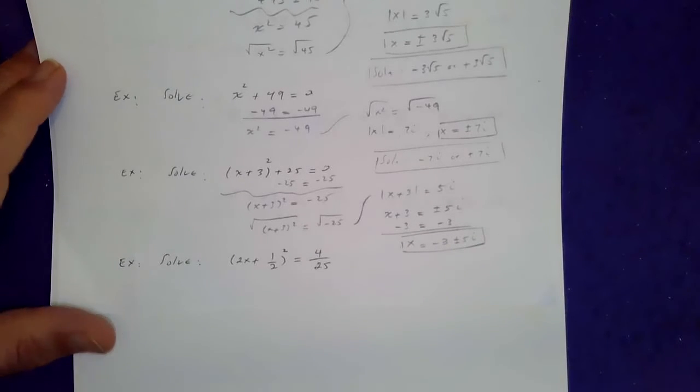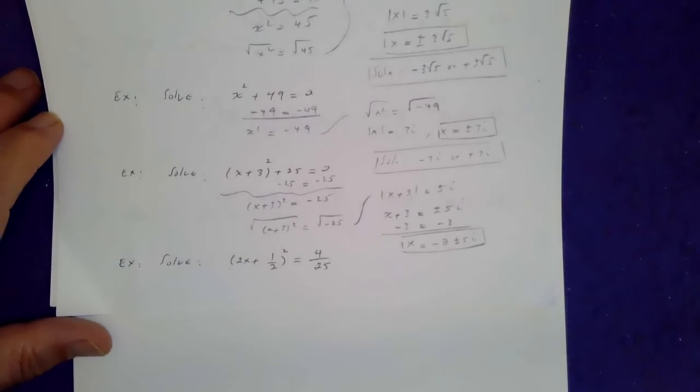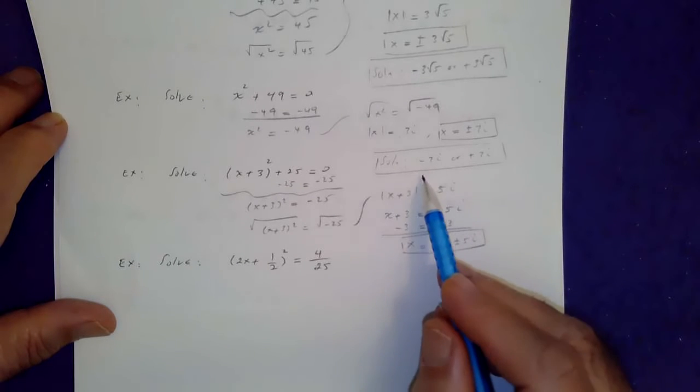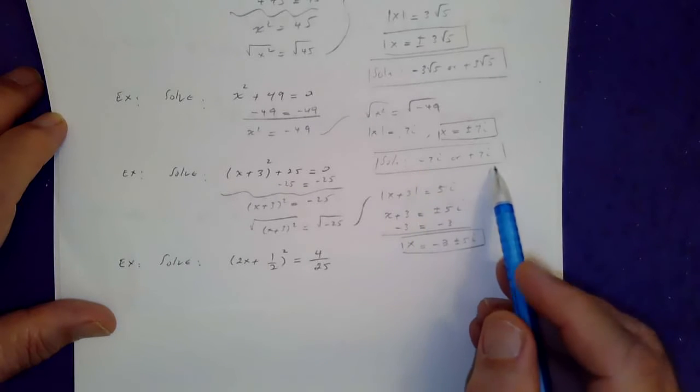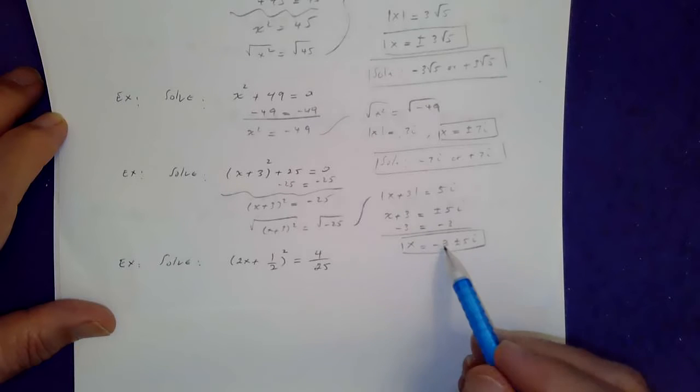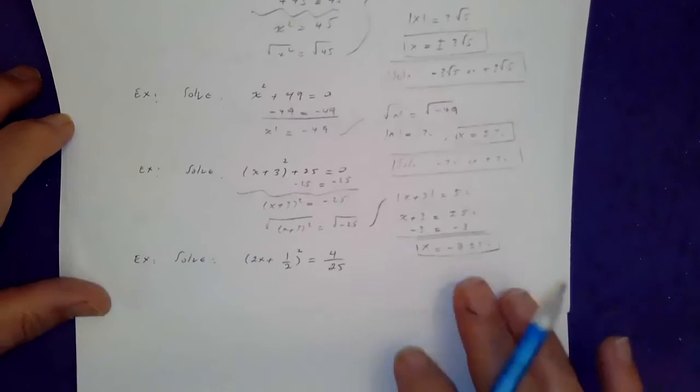In other words, you get two complex solutions. Notice the solutions are conjugates of each other. Notice here we got negative 7i, positive 7i, and negative 3 plus 5i, negative 3 minus 5i. So the complex roots always come in conjugate pairs.